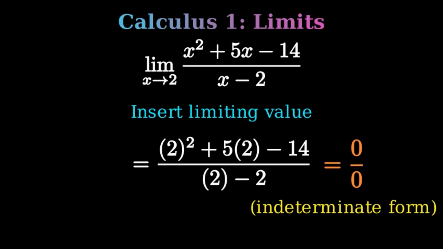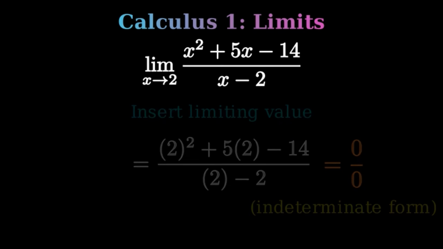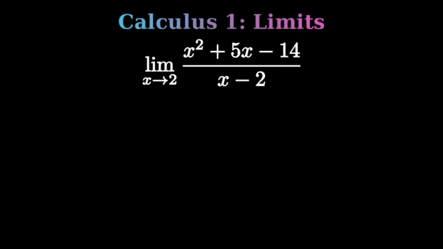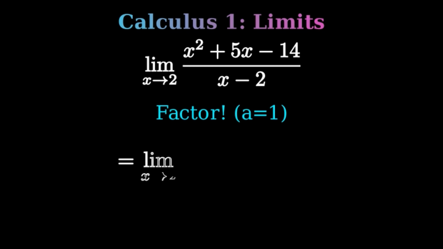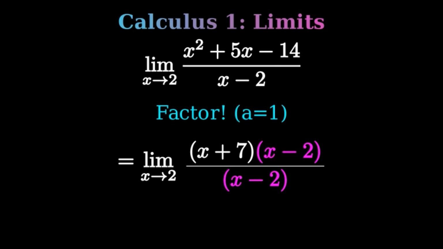After you try that, the next thing you want to typically try is algebra manipulation. In this case, the algebra manipulation that we're going to use is factoring. Look at the top. That is a trinomial where a is equal to 1, so I can attempt to factor this. We have the limit as x approaches 2. We'll put our x in our x, and we need the factors of 14 that'll give us 5. So we're going to need x plus 7 and x minus 2 over x minus 2.